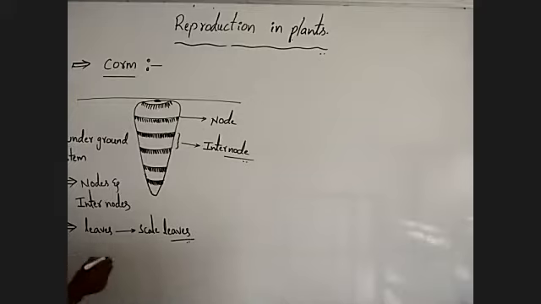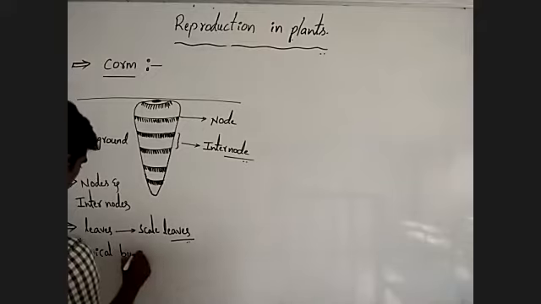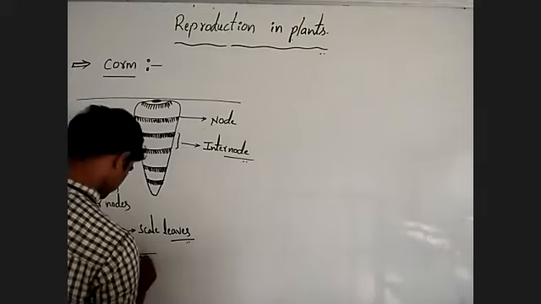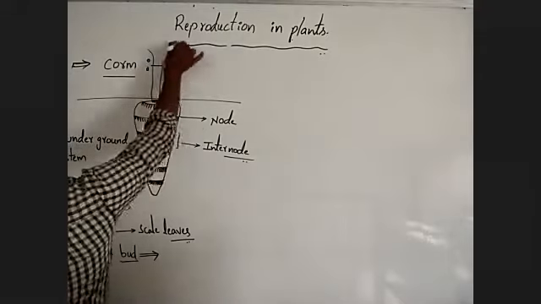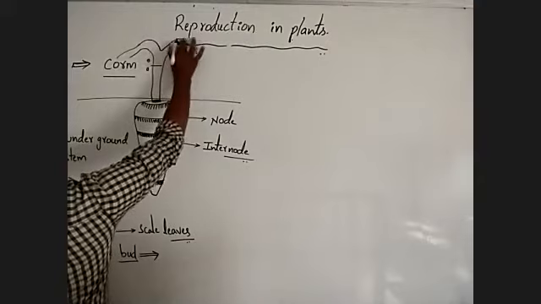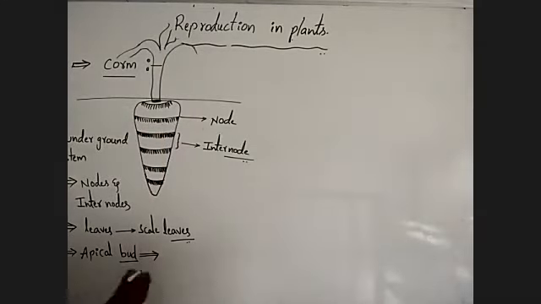Next, from the apical bud, means top bud, terminal bud, apical bud, usually aerial leaves are developed.